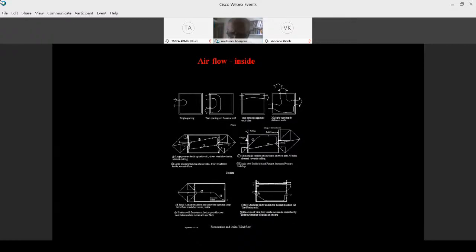I hope you have understood. Friend, this shows we can ignore the effect of direction and velocity of natural wind, position of openings, and whether the wind is normal or coming at a certain angle.